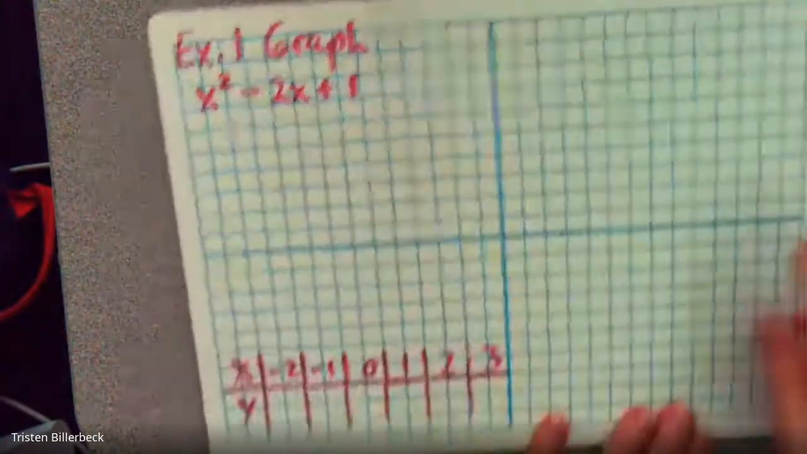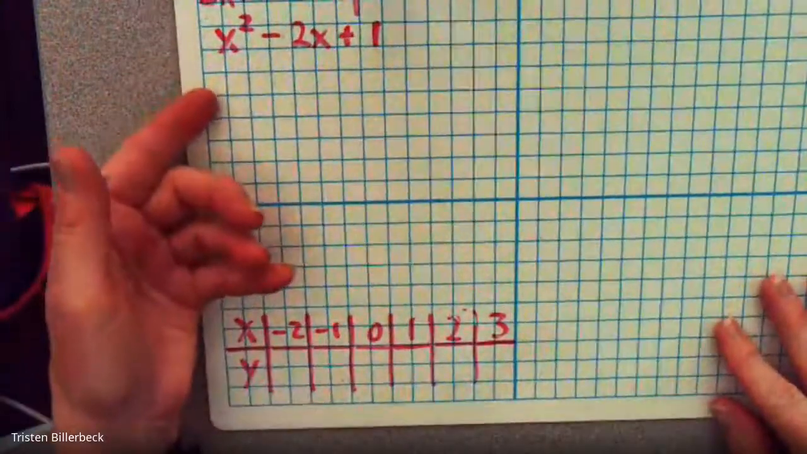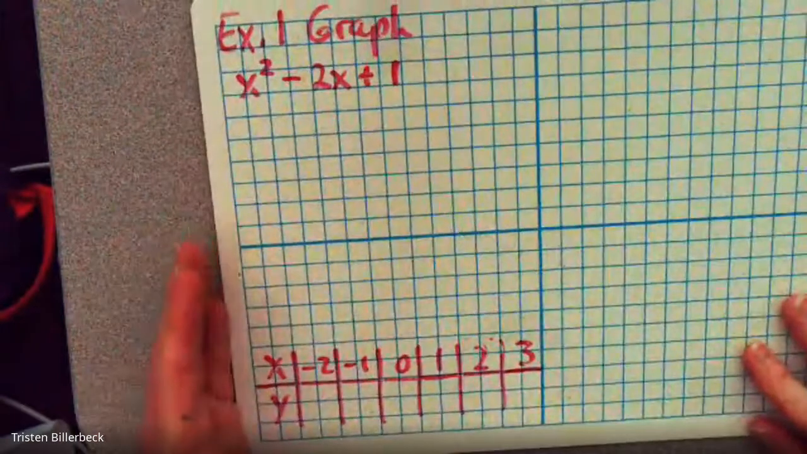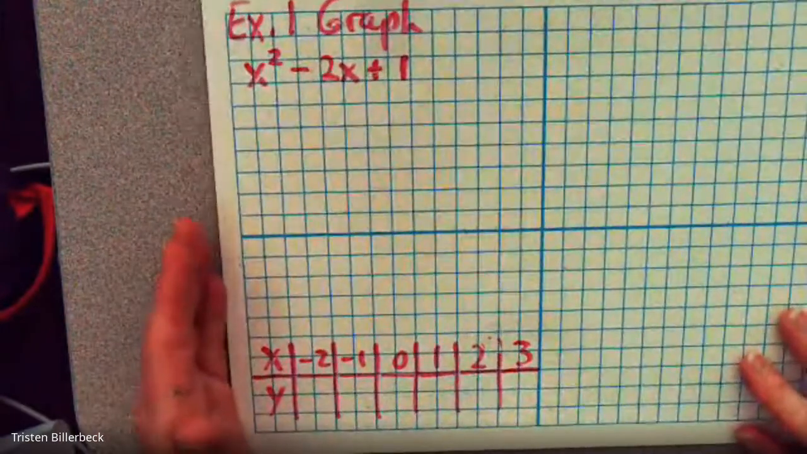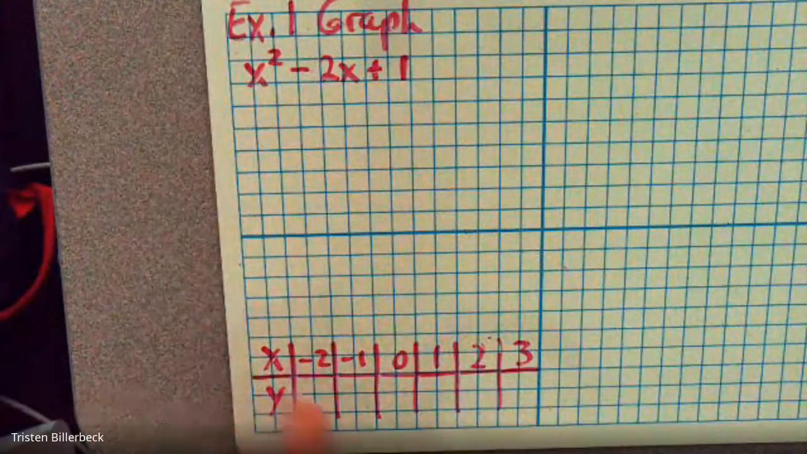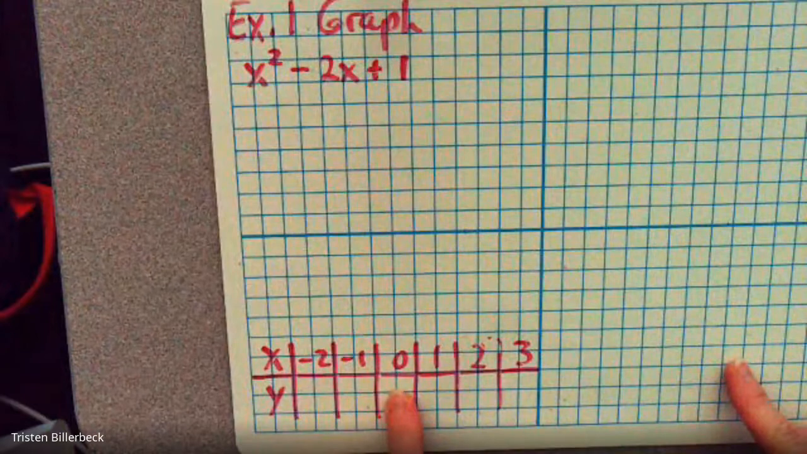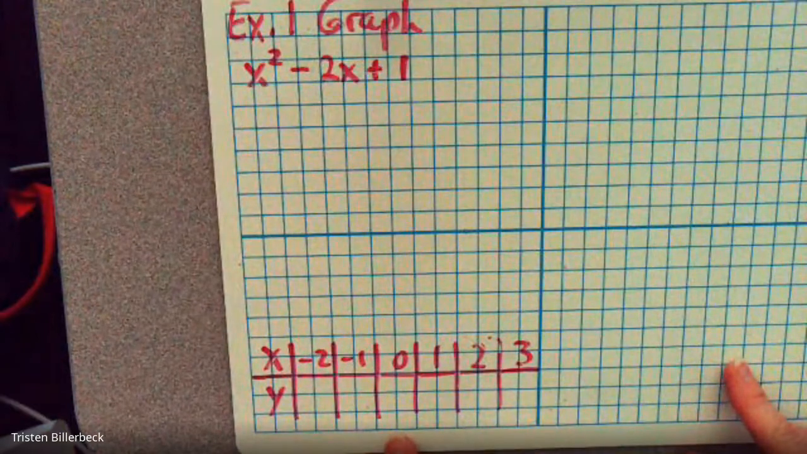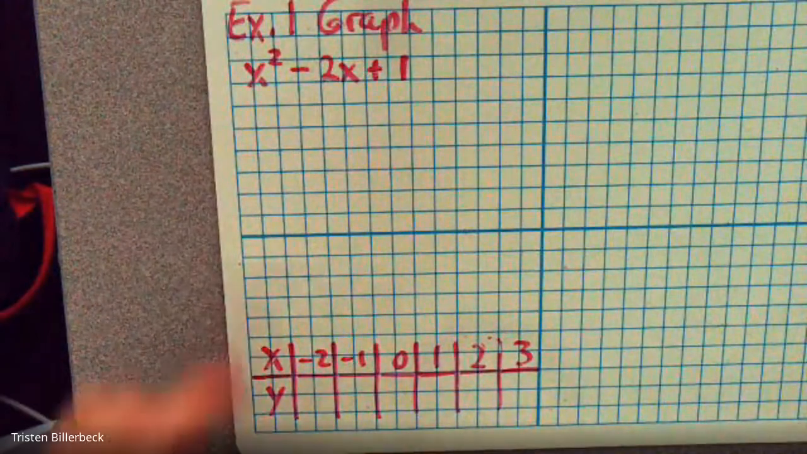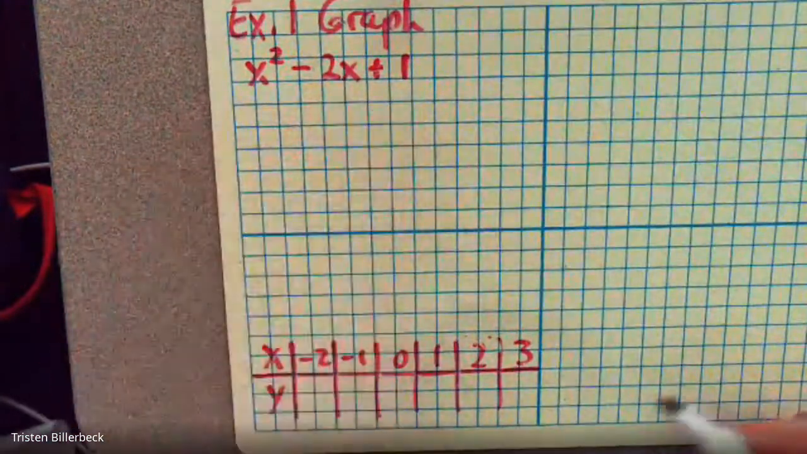Let's look at this one. We want to graph this parabola right here. We're going to use a table to start with. I like to use 0 to give me a good idea what's going on, because that gives me my y-intercept. If I put 0 in here, 0 minus 0 plus 1 is just 1.